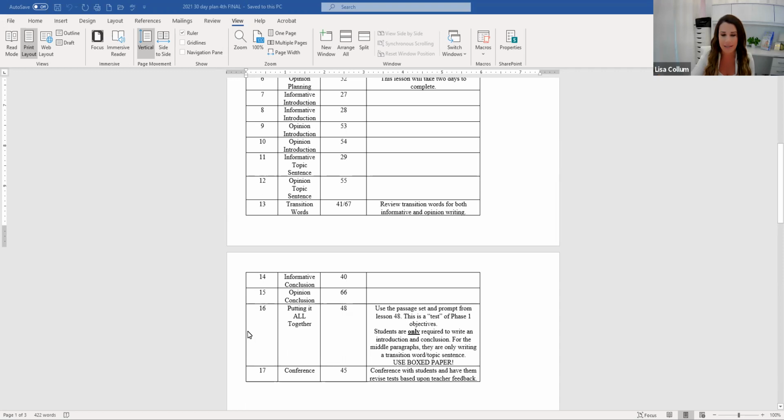Down here, you'll see that on day 16, which is lesson 48, you're going to be using a test. Now remember, because we're in phase one, for this test, they're only writing the introduction, the topic sentences for each middle paragraph, and then the conclusion, because we're going to work on the middle paragraphs in the next phase. Okay, so it's important that on that lesson 48, right down here, you can see lesson 48, that they are using the box paper for the test and that they're only writing the introduction, the conclusion, and just the topic sentences for each middle paragraph.